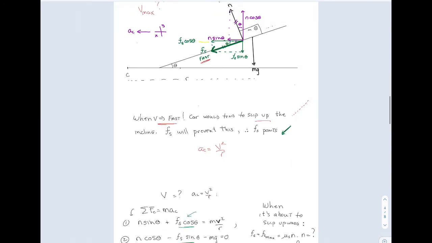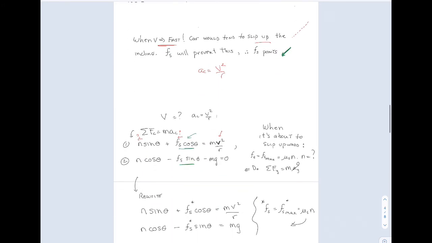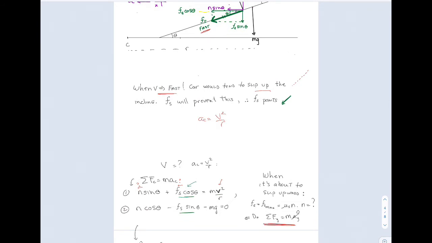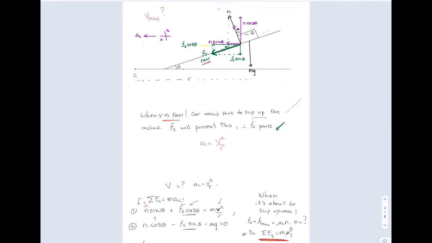I have n sine theta pointing to the left, and I broke up static friction into its components, which also points to the left. That's equal to mv squared over r. Again, I'm trying to find v, and I don't know n, I don't know static friction. So then I applied F equals ma in the y direction. Looking at the picture, I have n cosine theta points up, static friction sine theta points down, mg also points down, that's equal to 0.